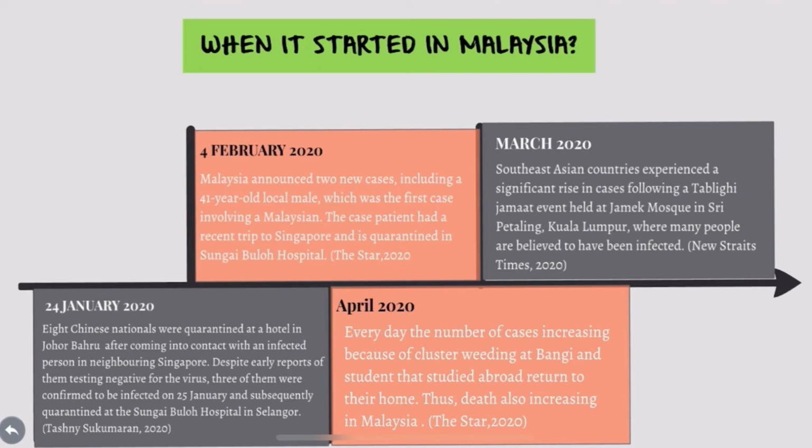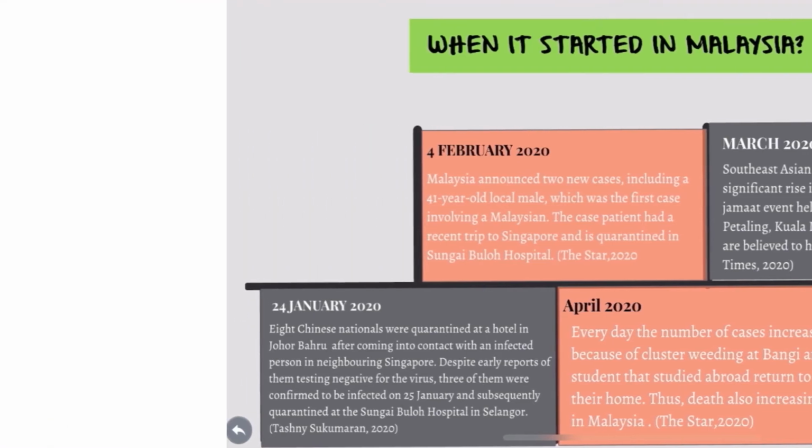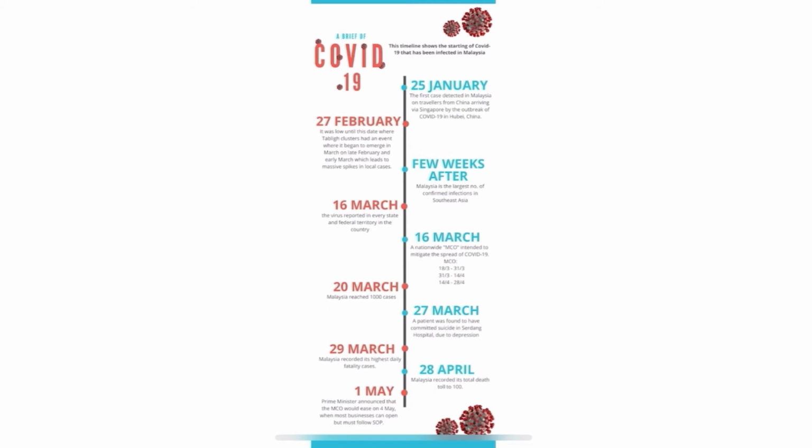In March 2020, Southeast Asian countries experienced a significant rise in cases following a Tabligh Jamaat event held at Jamek Mosque in Sri Petaling, Kuala Lumpur, where many people are believed to have been infected. In April 2020, the number of cases increased every day because of a wedding cluster at Bangi and students who studied abroad returning to their homes, thus deaths also increased in Malaysia. So here is a brief of COVID-19. This timeline shows the start of COVID-19 infections in Malaysia.